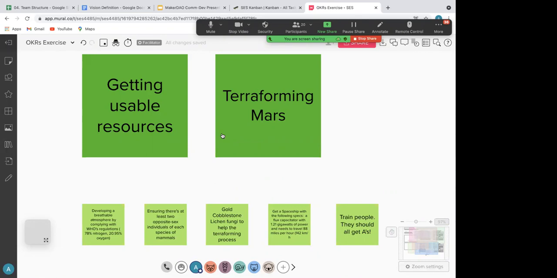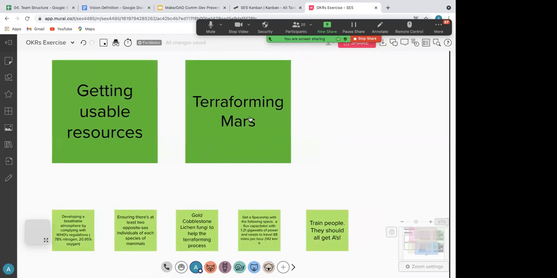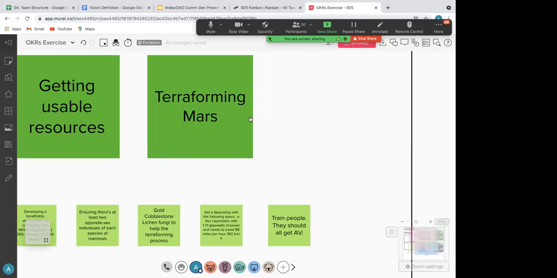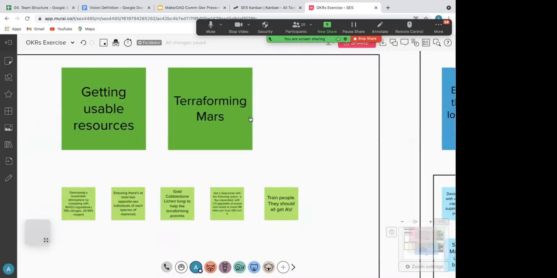Yeah, I came in a little late into this group, but we were talking about getting usable resources, terraforming Mars, and developing a breathable atmosphere, complying with regulations of oxygen and nitrogen, ensuring there are at least 2 opposite sex individuals of each species of mammals. I found this gold lichen fungi that will actually grow on Mars and is theorized to help the terraforming process, so have that growing everywhere. And then we thought we might need a spaceship, and it has to have a flux capacitor so we can go at least 88 miles per hour, and training people so they can continue life on Mars. Sounds good. Thank you.